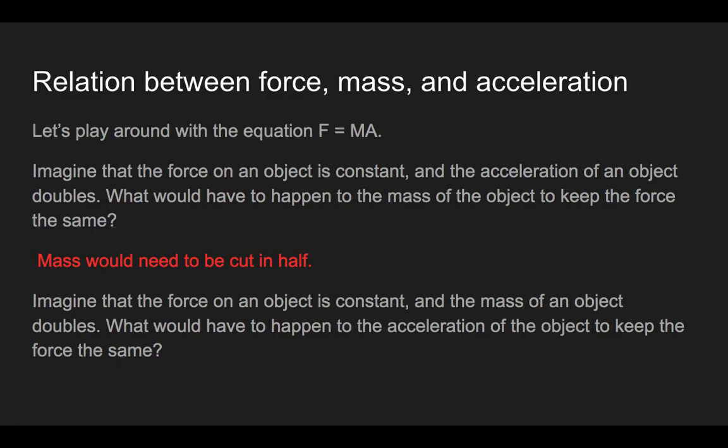So imagine that the force on an object is constant and the mass of an object doubles. What would have to happen to the acceleration of the object to keep the force the same? Well, it's the same thing. Mass and acceleration are being multiplied and force has to stay the same. So if the mass of the object doubles, the acceleration would have to be cut in half for force to remain constant.